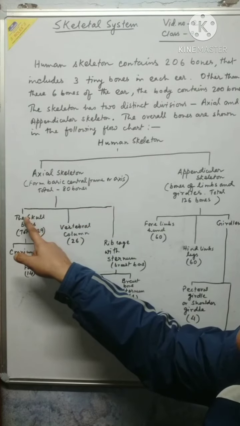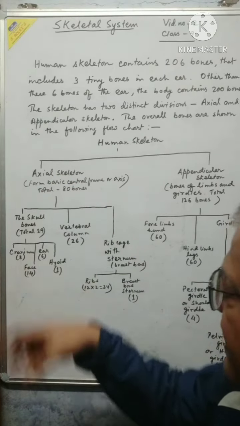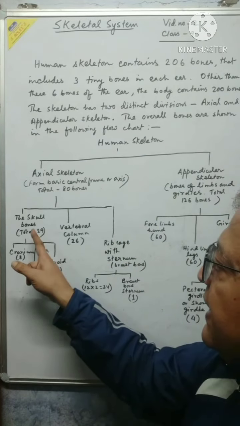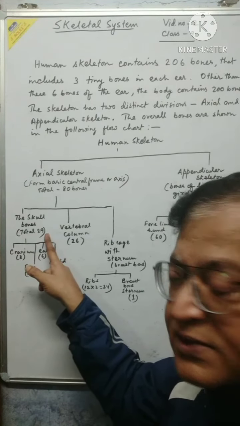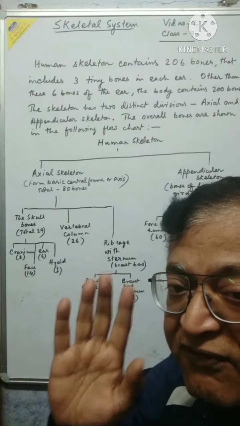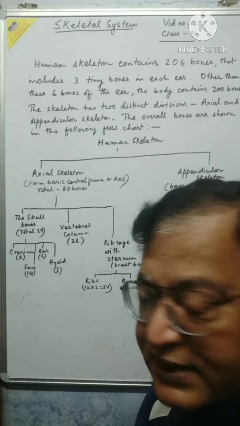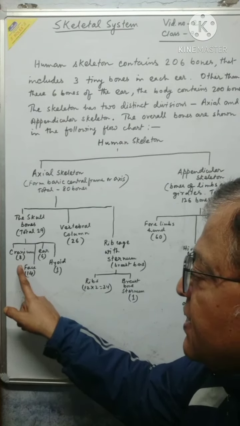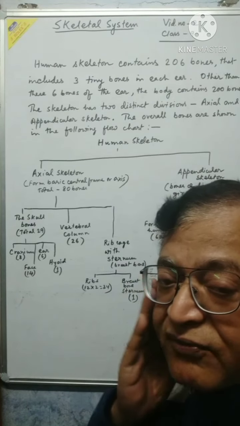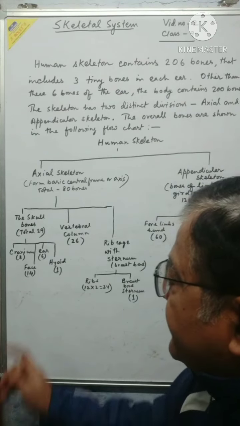First of all, let us see the axial skeleton. The axial skeleton is divided into 3 parts, which make the axis of the body. The skull bones, skull means the head, contain a total of 29 bones. How 29? The cranium, the brain box, requires 8 flat bones, making a kind of box inside which the brain is located. Cranium, 8 bones. Face, the face portion, there are 14 bones. It is also an irregular form of flat bones, and this forms a total of 14 bones.